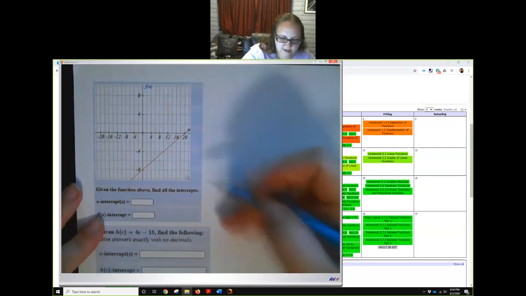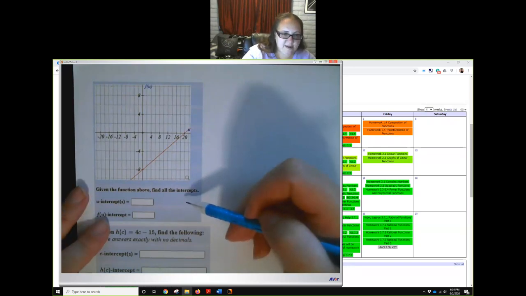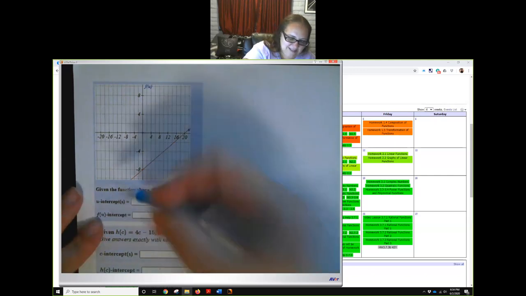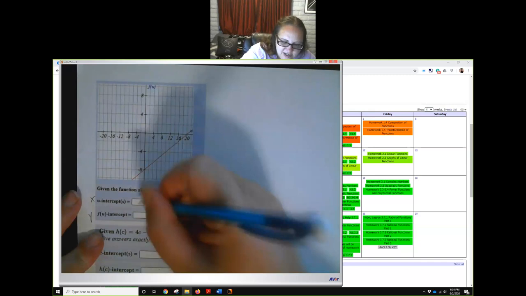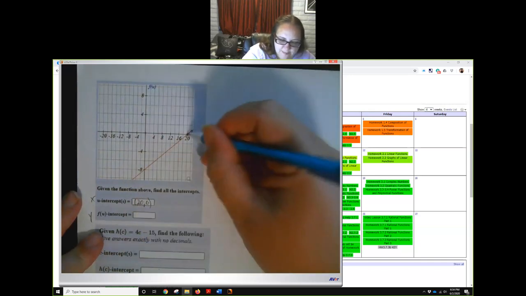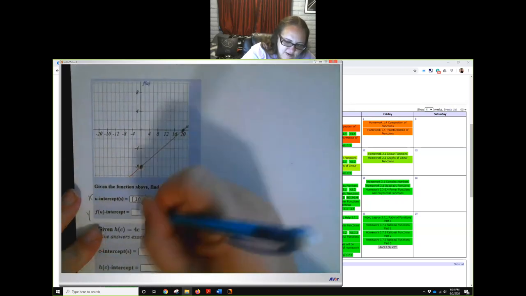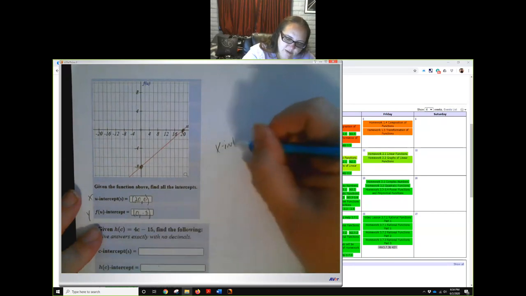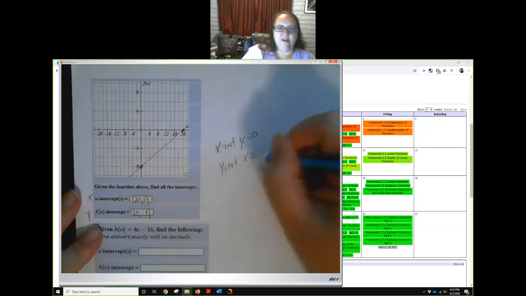Intercepts. Usually if they ask you for intercepts, they're asking you for points. So here, u is my x and f of u is my y. So my x-intercept is at 20, 0. See it right there? And my y-intercept is at 0, -8. So remember, my x-intercept is where y equals 0, and my y-intercept is where x equals 0.